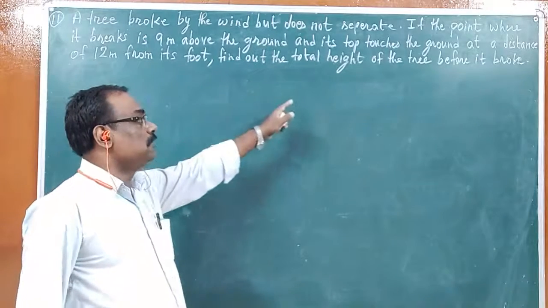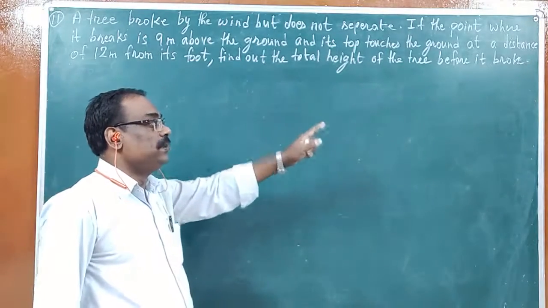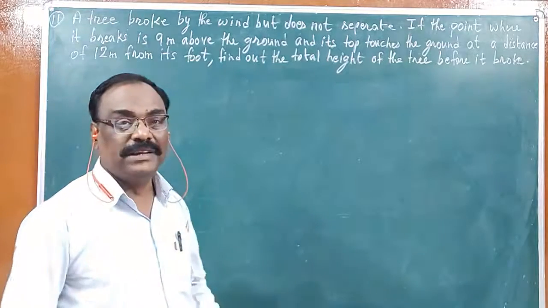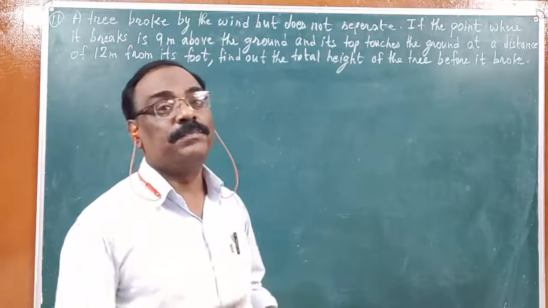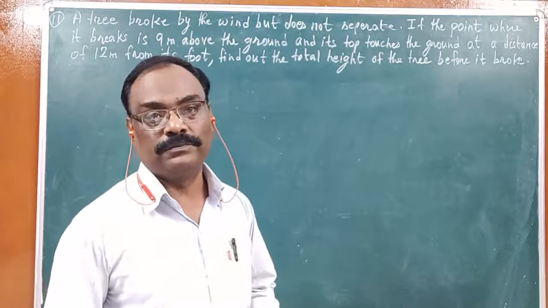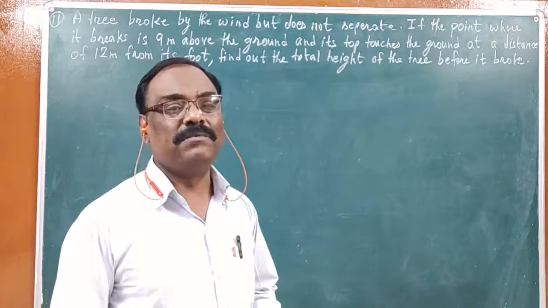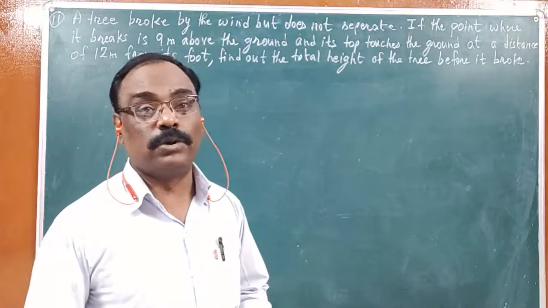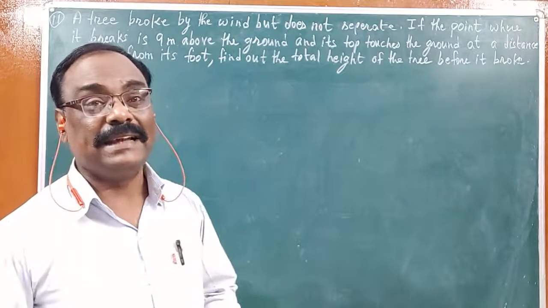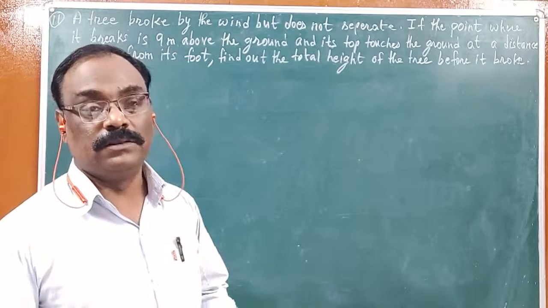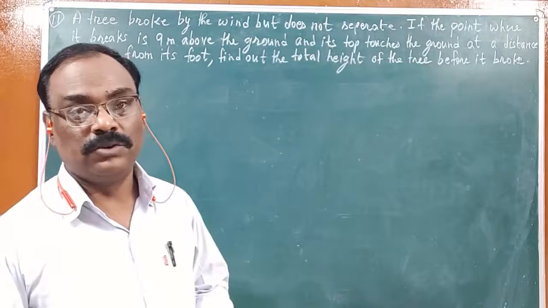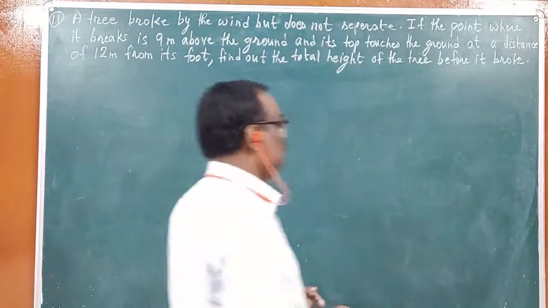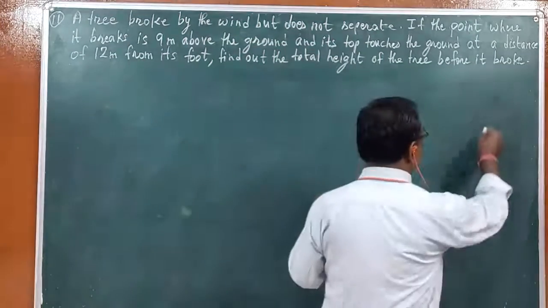Find out the total height of the tree before it broke. So we need to find what was the total height of the tree before that tree broke. Only one thing we know, from where it has broken, that height is 9 meters. The rest of the part of the tree we do not know. So here I am showing you this with the help of this figure.